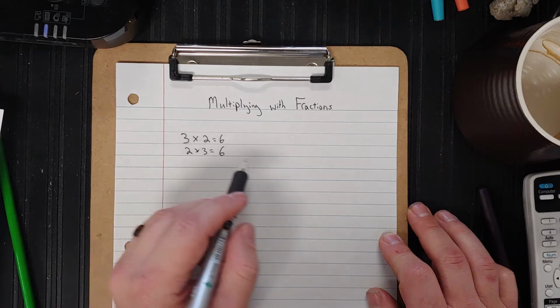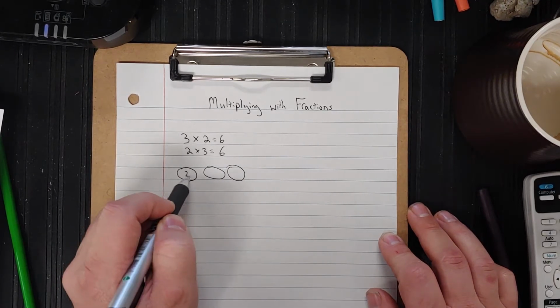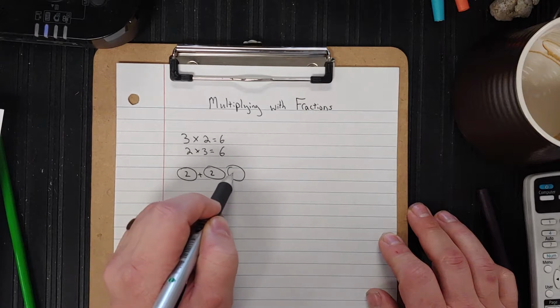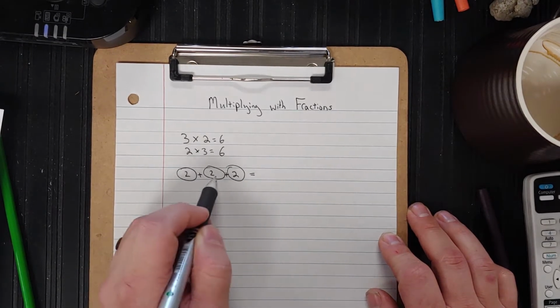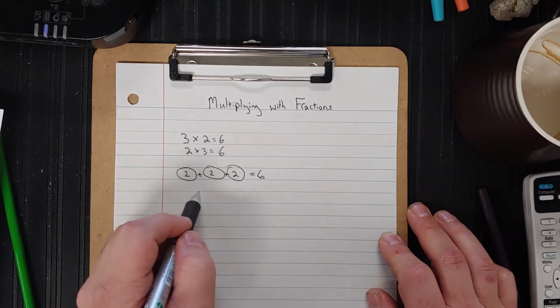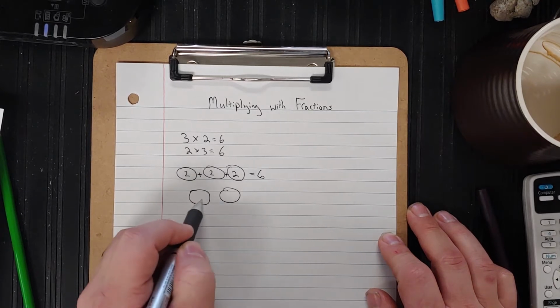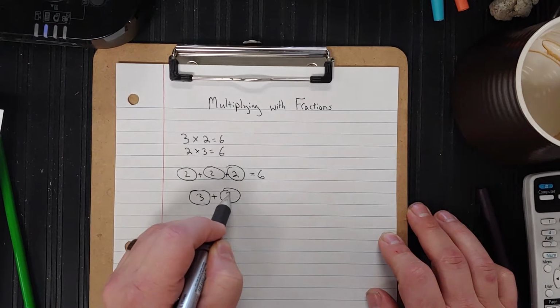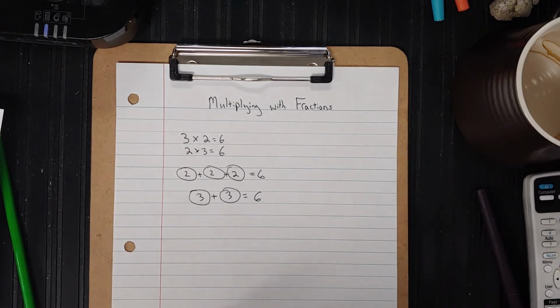Well, that's because I can say I have either 3 groups of 2, that's added up, which is going to get me, there's 3 groups, 2 in each group, 2, 4, 6. Or I can say I have 2 groups that has 3 in each group. And that's going to get me 6 as well, right?